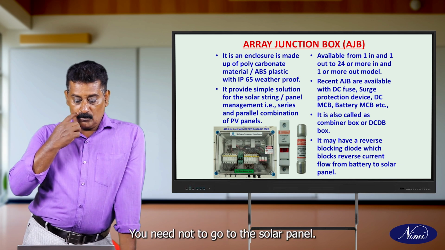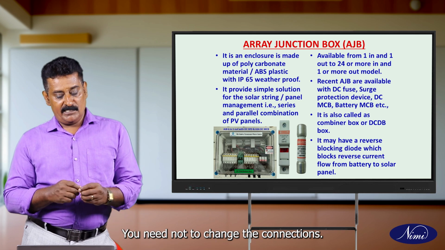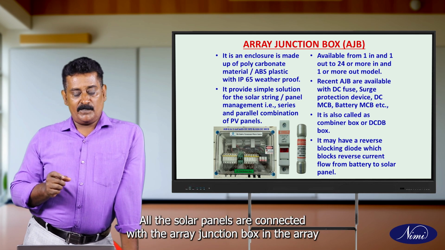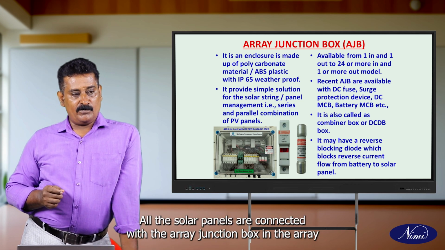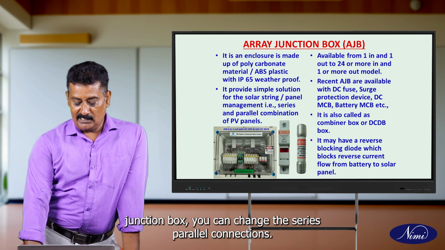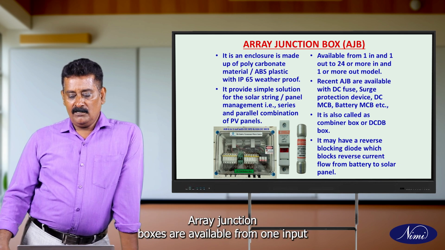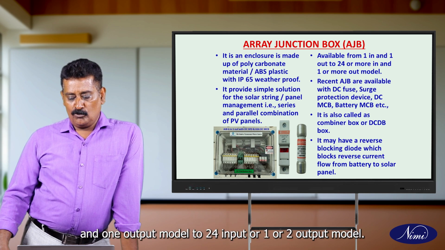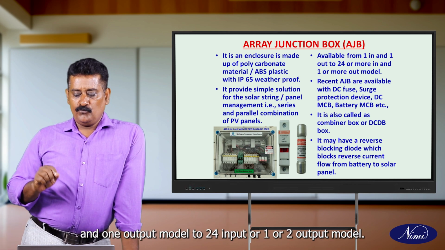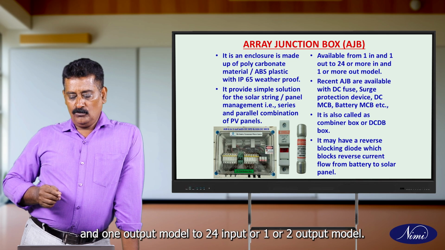You need not go to the solar panel, you need not change the connections. All the solar panels are connected to the array junction box. In the array junction box, you can change the series-parallel connections. Array junction boxes are available from one input and one output model to 24 input and 1 or 2 output model.